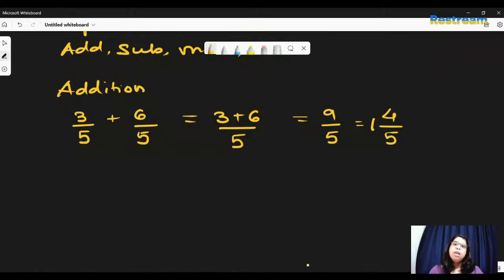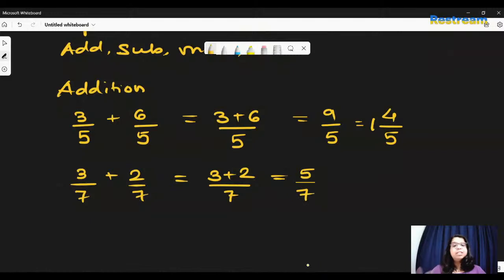It's almost 2. Now let's do one more. Let's say I have 3 by 7 plus 2 by 7. That is 3 plus 2 over 7, which is equal to 5 by 7. Since this is a proper fraction, we cannot convert it into a mixed fraction and it can stay as it is. Remember that when you are adding two fractions, you cannot write the answer in decimals. You have to write the answer in fractions itself.